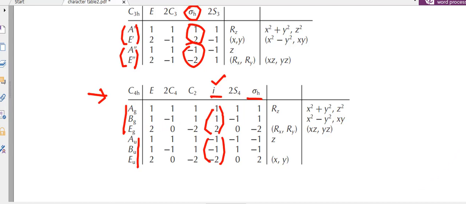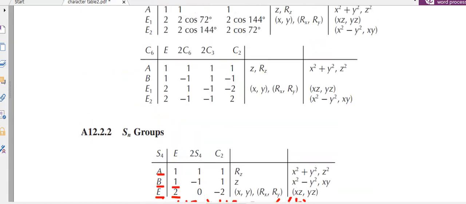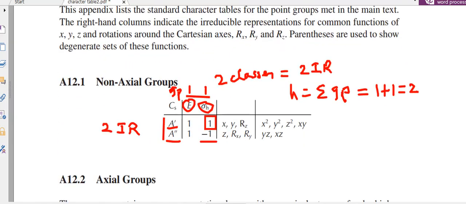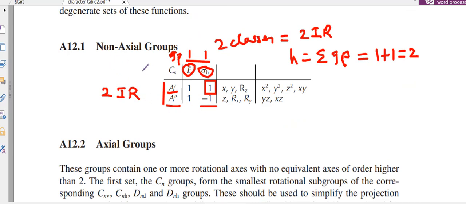So far we have discussed a few of the features of the character table, not all of the features of the character table. This you call a non-axial group because there is no axis present here. You find only E and sigma h.